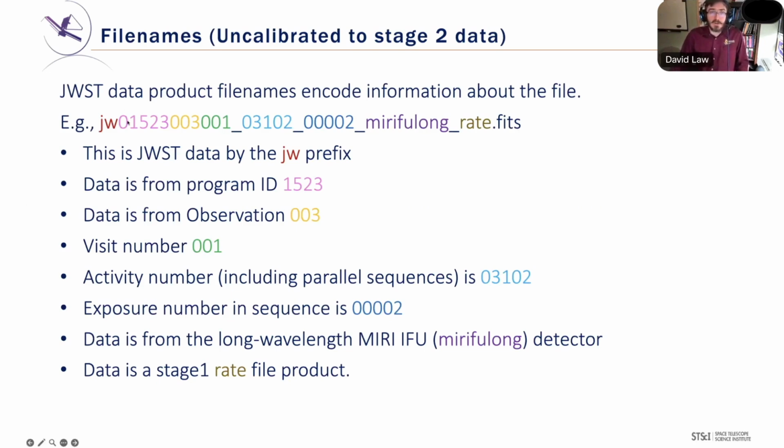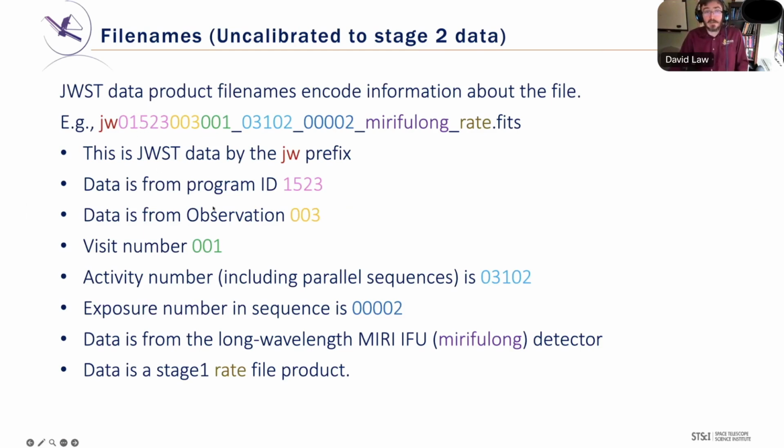So I put one example here from one of our MIRI MRS observations and tried to color code this by the information that you can pull out of one of these strings. The first one's easy. JW just tells you this is JWST data, which you probably already knew since you went and downloaded it. The next set of numbers tells you the program ID. So if you've got your own JWST observing program, you applied for time, you were awarded time, and you were given a program ID, this is how you identify which data is associated with your program.